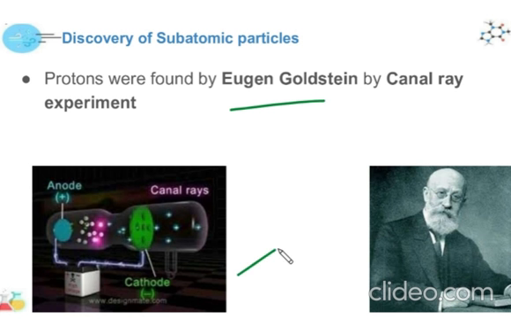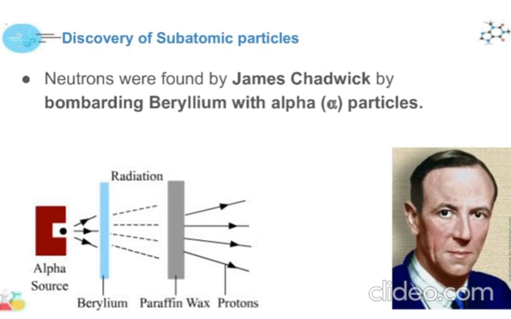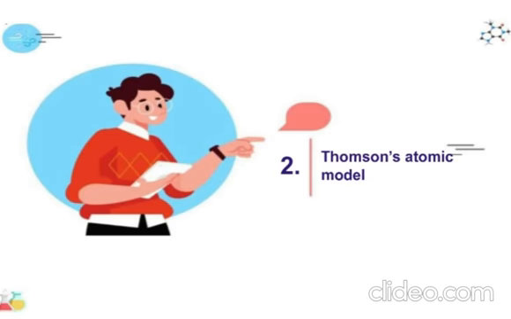Here is the diagram. And the neutrons were found by James Chadwick. What did he do? He bombarded beryllium with alpha particles. Here, if you see, from the alpha source, alpha particles he radiated, then beryllium he bombarded, so neutrons were found. So, here was the discovery of electrons, protons, and neutrons.